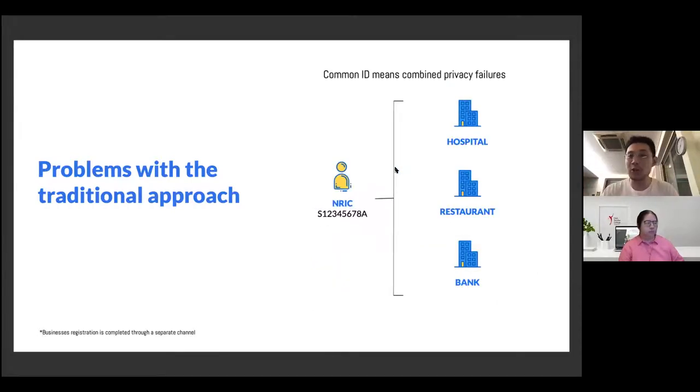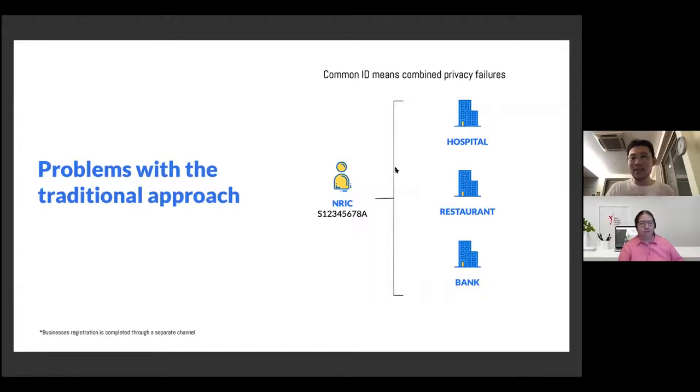Now, there's a third problem, which in my opinion is probably the biggest one, which is that a common ID necessarily means a common privacy failure. So let's say you use your NRIC and you sign into the hospital, you go to the bank, but you also use it for your McDonald's loyalty rewards points or something like that. And I'm not picking on McDonald's here. I'm just picking them as an example of a restaurant that you would know. And let's say, theoretically, McDonald's doesn't have the best cybersecurity. Again, I don't know anything about McDonald's cybersecurity. I'm just saying there's no reason why you would expect fast food chains to have the best cybersecurity.